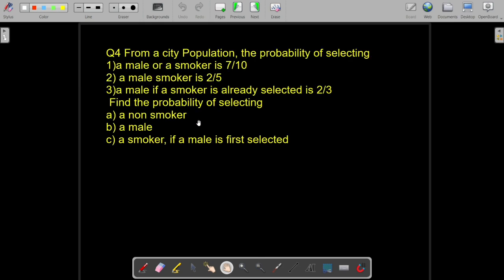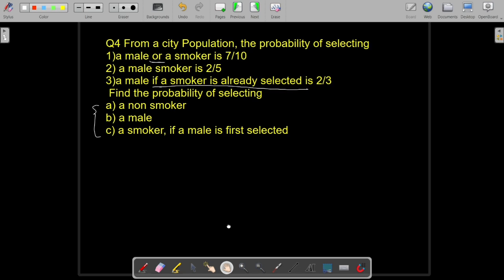Next problem. From a city population, the probability of selecting a male or a smoker is 7 by 10. A male smoker is 2 by 5. A male, if a smoker is already selected, is 2 by 3. Find the probability of selecting a non-smoker, a male, and a smoker if a male is first selected. So you need to find these three probabilities, and you are given these three probabilities. Let's solve this.